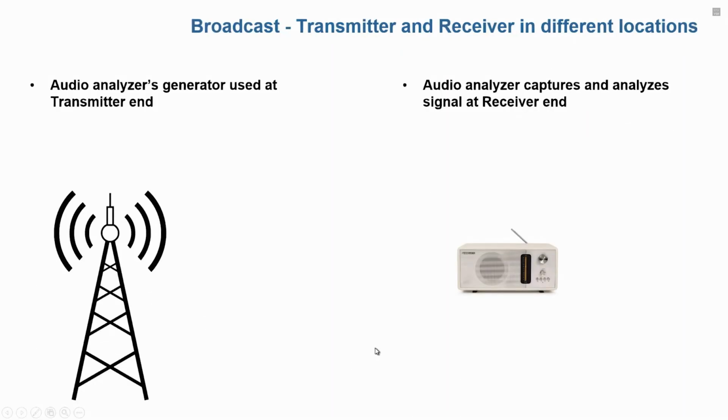Another application for open loop test is broadcast. In this case, we have a transmitter and a receiver, and they're separated by some large distance. Now, to inject a signal into the transmitter, we could use an audio analyzer at this end, and to acquire the signal from the receiver end, we could use an audio analyzer at that end. But because the devices are separated by such a large distance, it has to be an open loop test.